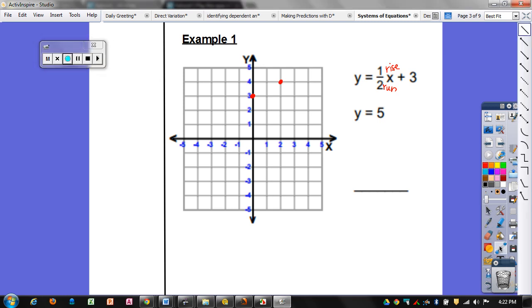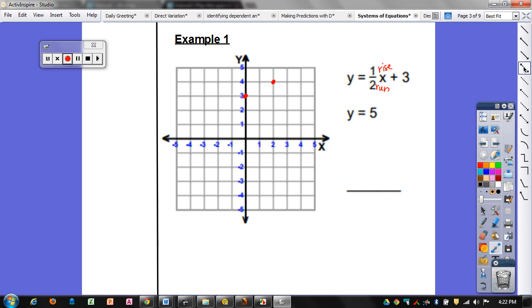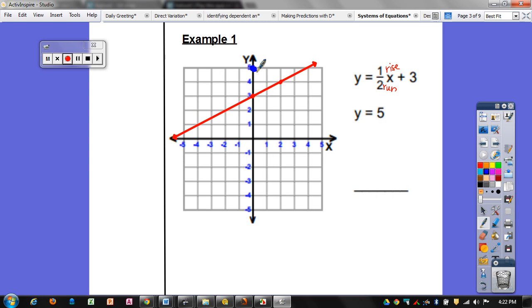Alright, so now that I have my two dots, I can connect them and make my straight line, and keep going. Now I'm going to graph y equals 5. So at y equals 5, I have my y-intercept of 5 here. And I don't have a slope. My slope is 0, so I have this horizontal line.